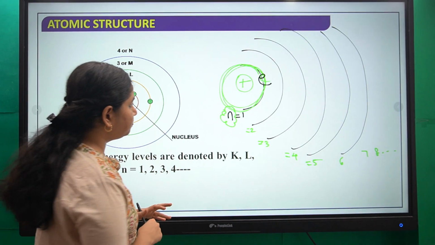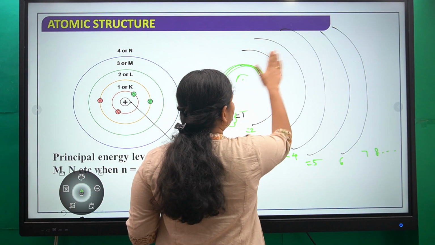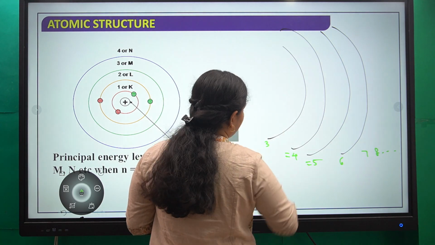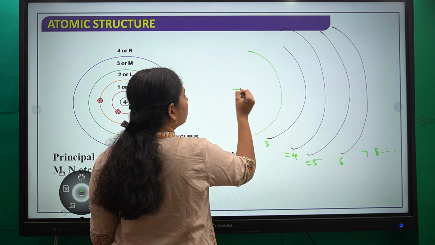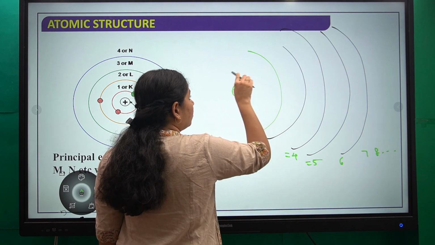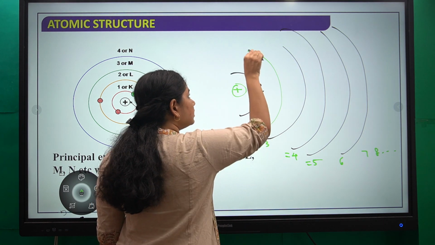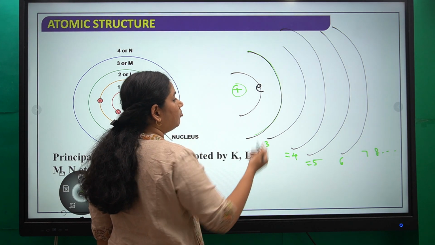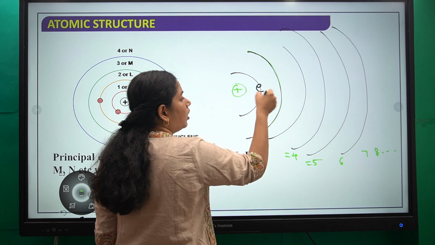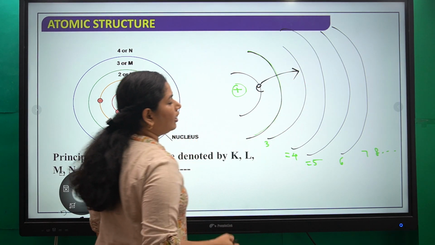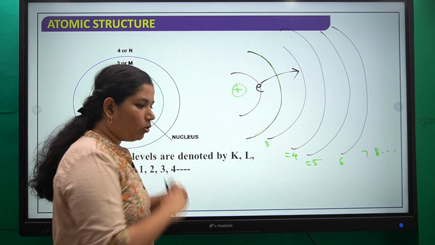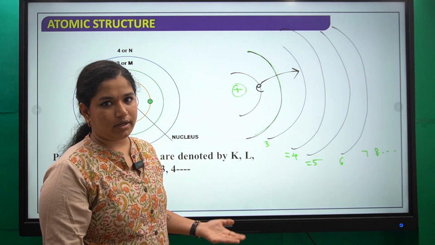Third postulate: suppose an electron has gained energy, what is going to happen at that time? If the electron has gained energy, it goes from a lower energy state to a higher energy state.